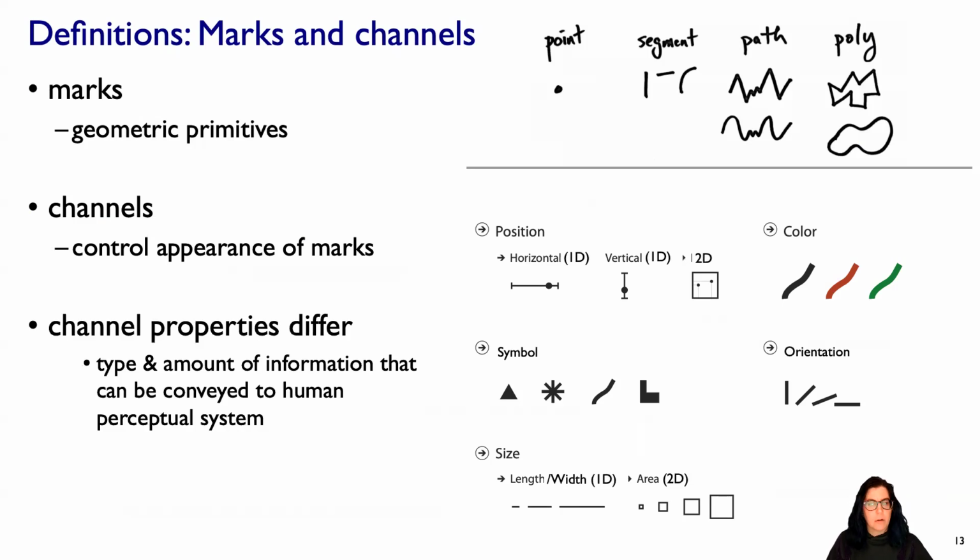Well, the key thing to know is the channels are not identical. They actually have really very different kinds of information that can be conveyed to the human perceptual system. So both the type of information and the amount of information depends very much on the channel.